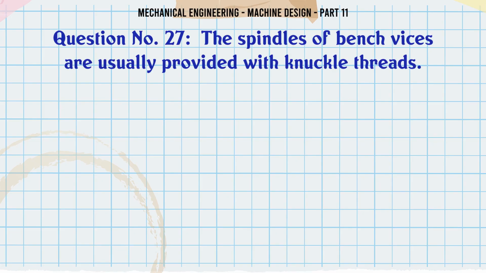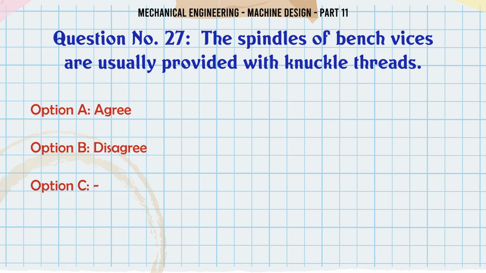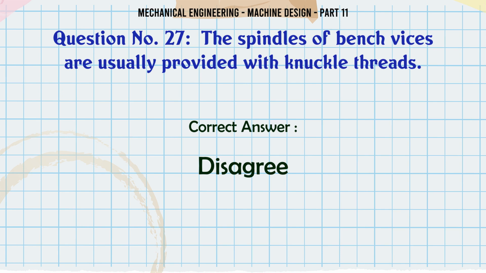The spindles of bench vices are usually provided with knuckle threads. A. Agree. B. Disagree. C. D. The correct answer is disagree.